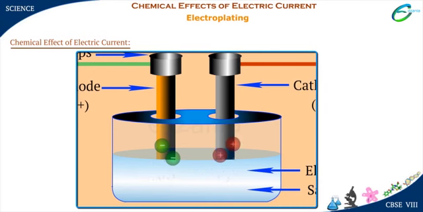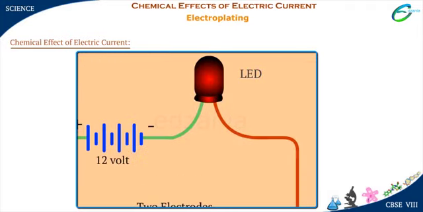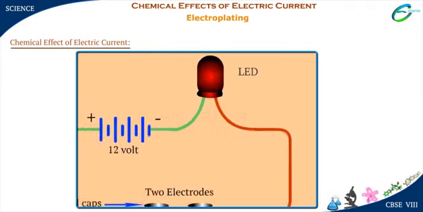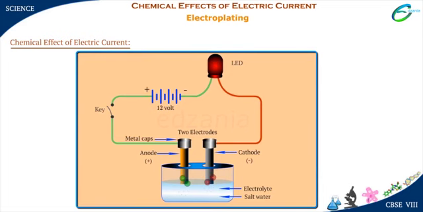When electric current passes through an electrolyte, a chemical reaction takes place at the two electrodes in the solution. This process is called electrolysis. The resulting effects of electrolysis are called chemical effects of electric current.